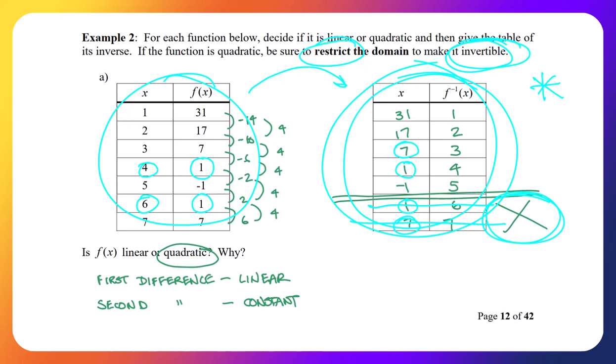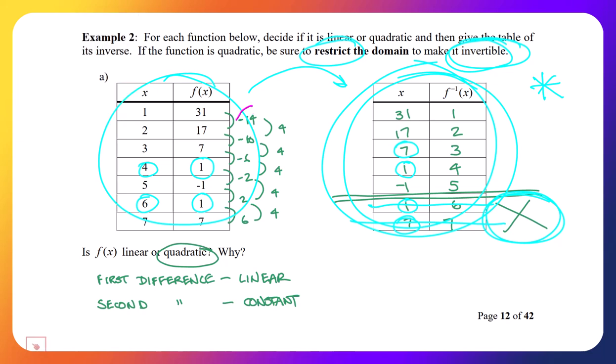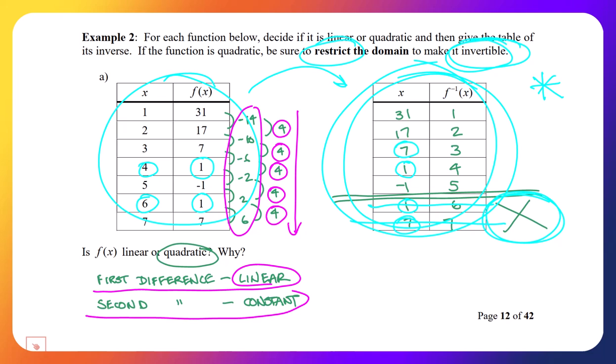Using what we learned last time, the first difference, each value increases by 4. The numbers are getting bigger and the difference is 4. So the second differences are a constant, and so the first difference is linear, the second is constant, therefore the function is quadratic, the original function.